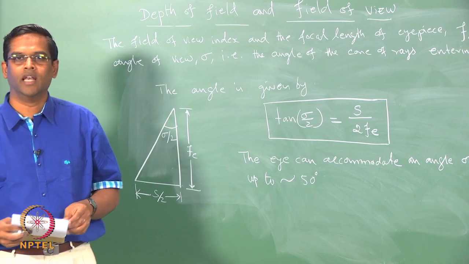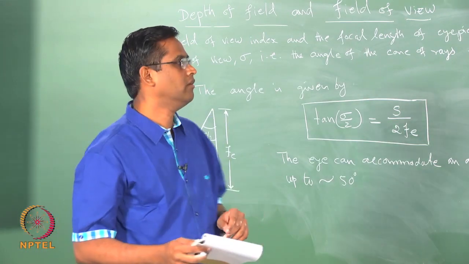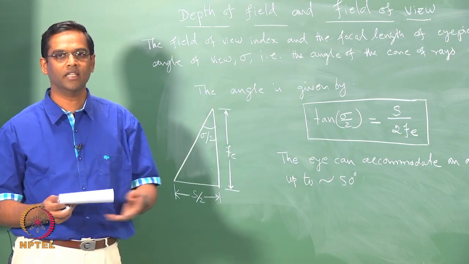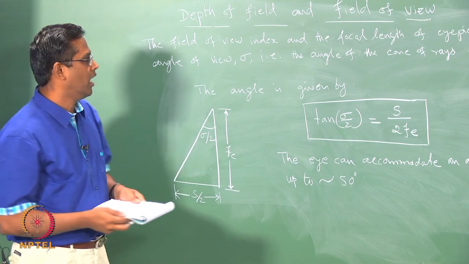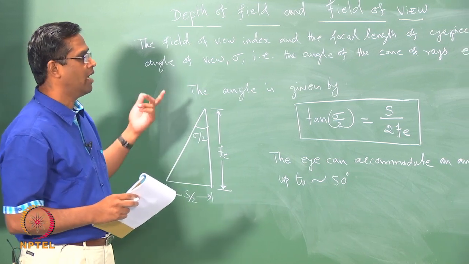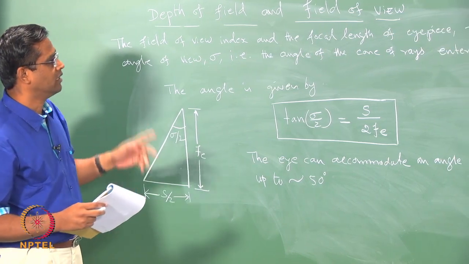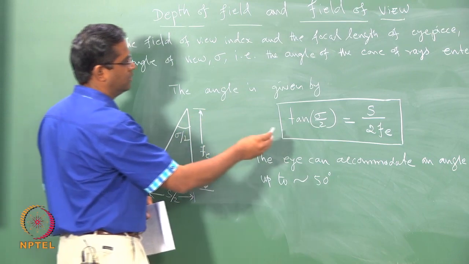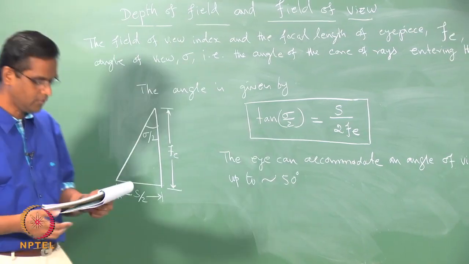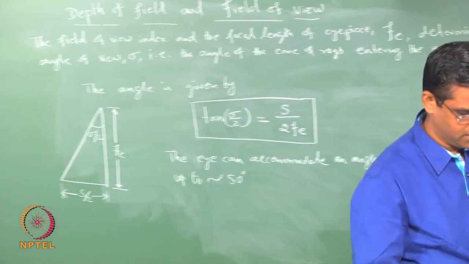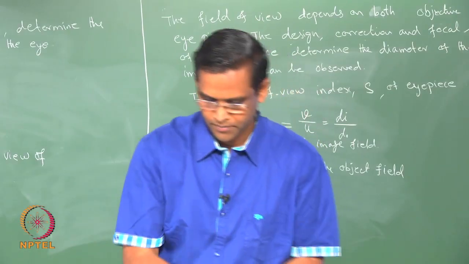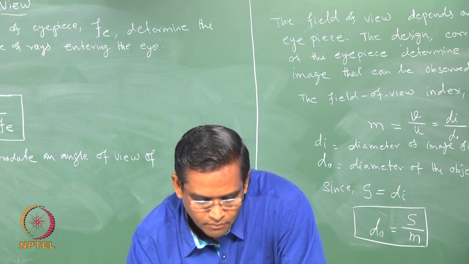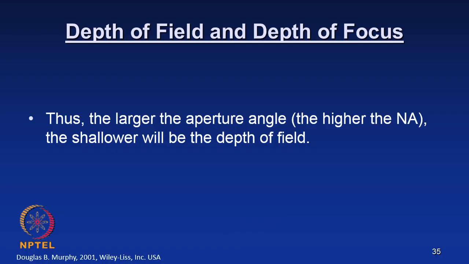So we just looked at the light grasping power of an objective lens, and similarly we were also interested in the field of view up to which you can see the object of interest, and that is determined by the eyepiece characteristics, that is the design, correction, focal length and so on. Specifically, it can be considered through this formula. So that is another aspect of the field of view. Let us now come back to depth of field and depth of focus.